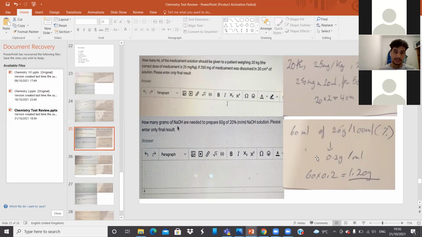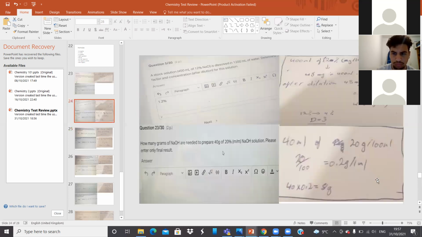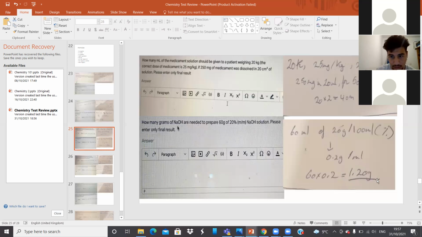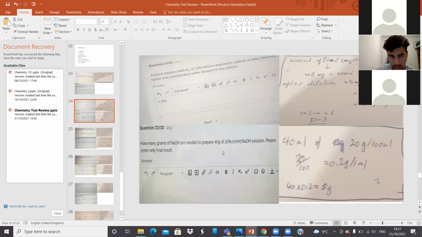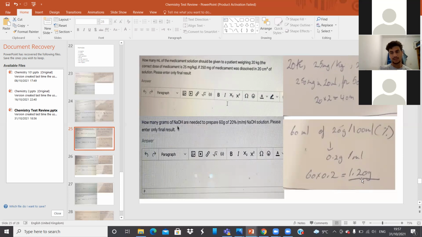60 times 2 is 120, and then you have one decimal point, so it's 1.20. Yeah, that's right. Okay, so you're gonna have 1.20, no, 12 grams. Yeah, you're gonna need 12 grams. So there's an error here; this decimal point is supposed to be over there. So you're gonna need 12 grams for 60 grams of 20% hydroxide.